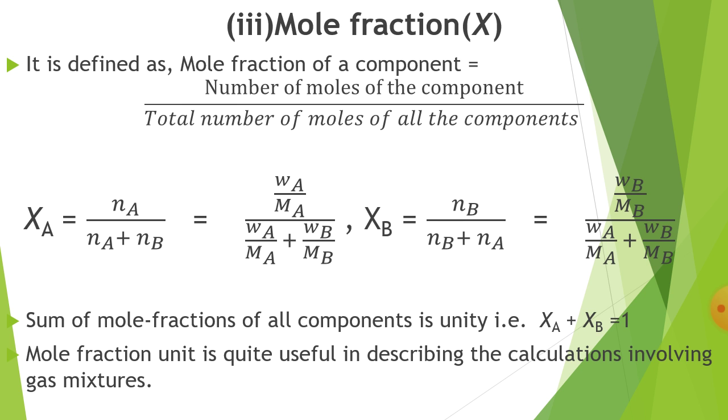Like that, for component B, we can also write the formula of mole fraction for component B, that is XB equal to NB, number of moles of B, divided by total number of moles of all components, that is NB plus NA. This can also be written in terms of mass and molar mass, that is WB by MB divided by WA divided by MA plus WB divided by MB.